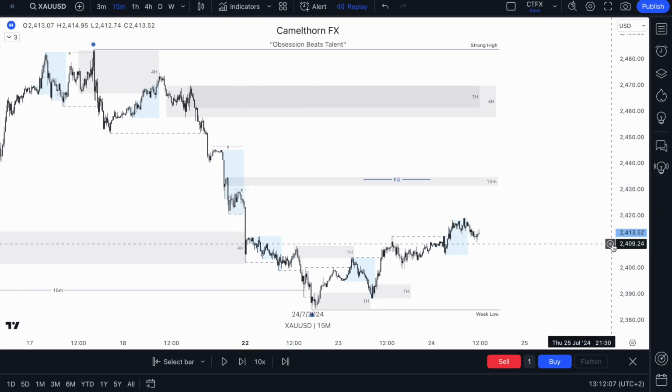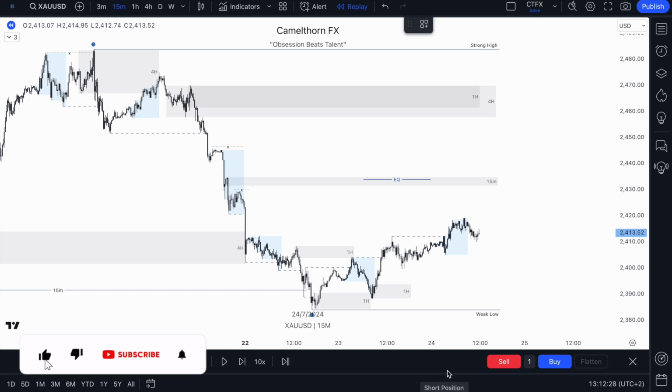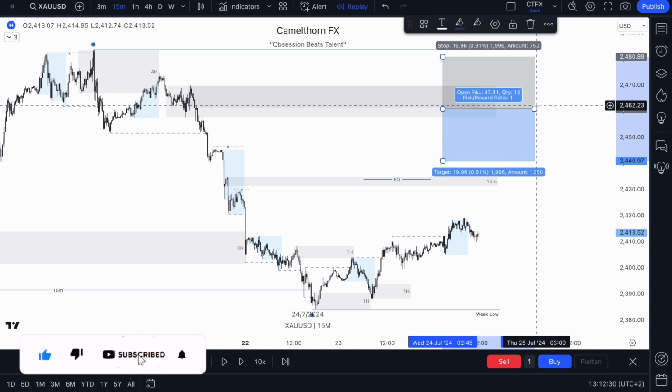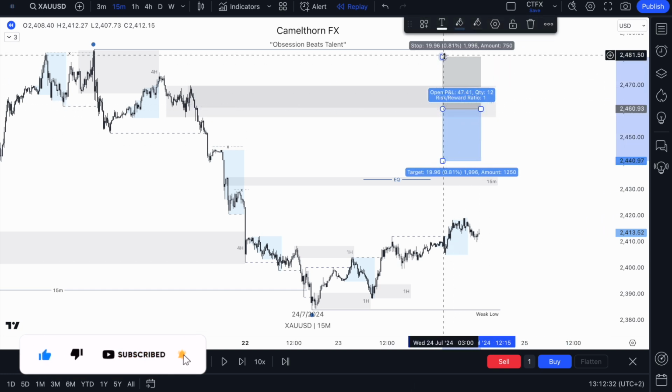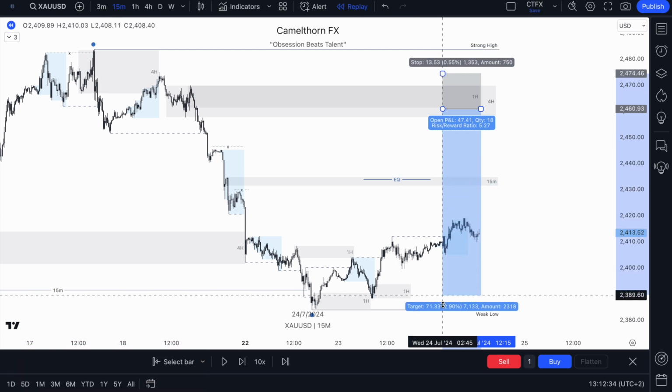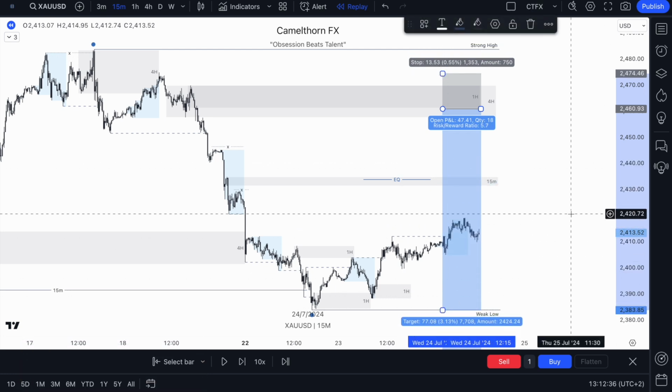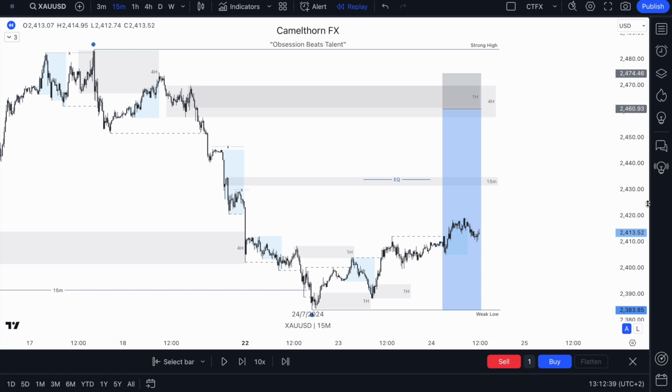Now, having identified all of the relevant POIs within my structural range, I would then go about selecting which POI I would want to trade from. And when faced with a scenario like this, I would always prefer to trade from the higher time frame POI. The reason is that your higher time frame POIs are always going to carry just a little bit more weight than your lower time frame POIs.